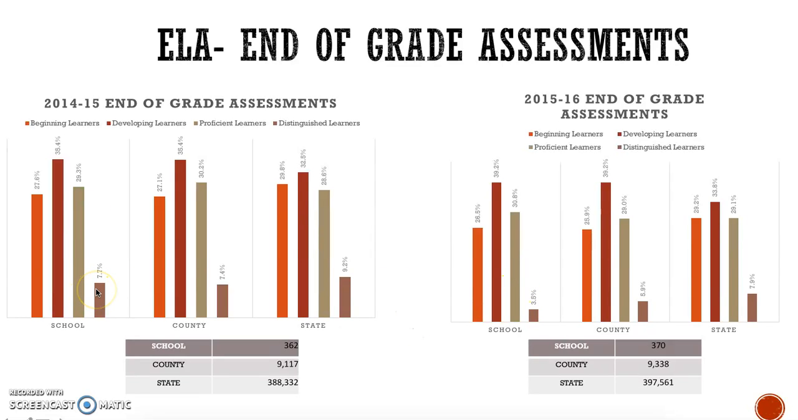We do see a decrease in the amount of distinguished learners from 7% to 3.5%. So we are making some growth. We are increasing from 35% to 39% in our developing learners. So beginning and developing are the areas in which we want to see a decrease, and we want to see an increase in our proficient and distinguished.